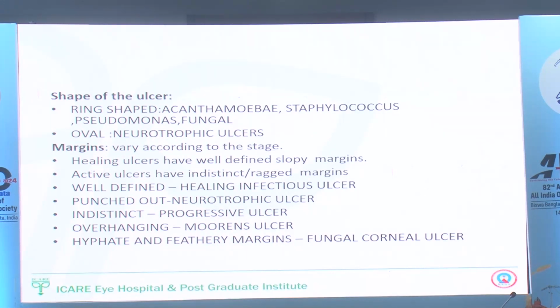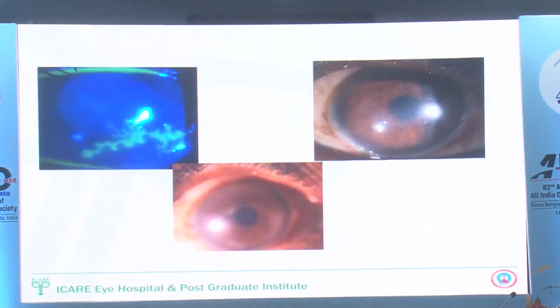Well-defined ulcers could be a healing infectious ulcer, punched out in a neurotrophic, indistinct in a progressive ulcer, overhanging in Mooren's ulcer, hyphate and feathery margins in fungal ulcer. Viral keratitis, we are only concentrating more on bacterial keratitis. Viral is mostly a clinical diagnosis.